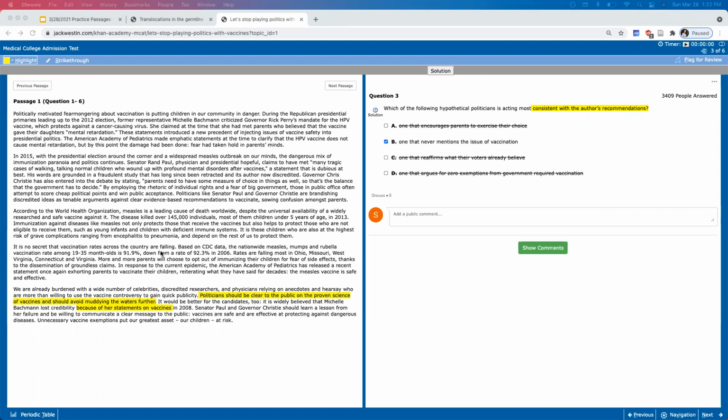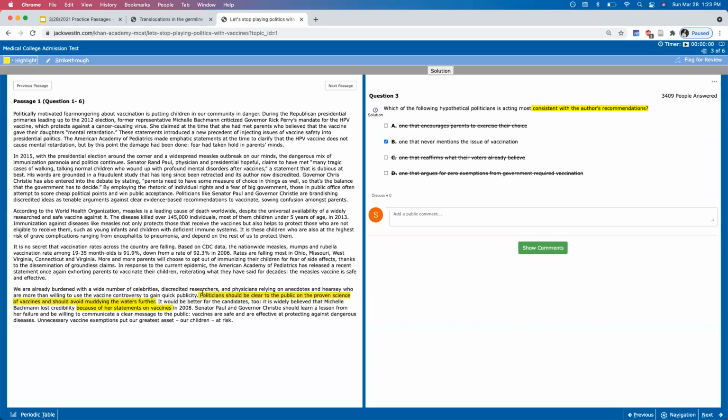Right, so I'm trying to find where in the passage they said it specifically. I think the last sentence of the entire paragraph. Last paragraph, last sentence. Yeah, so "unnecessary vaccine exemptions put our greatest asset, our children, at risk." I think the only thing I can think of is this sentence.